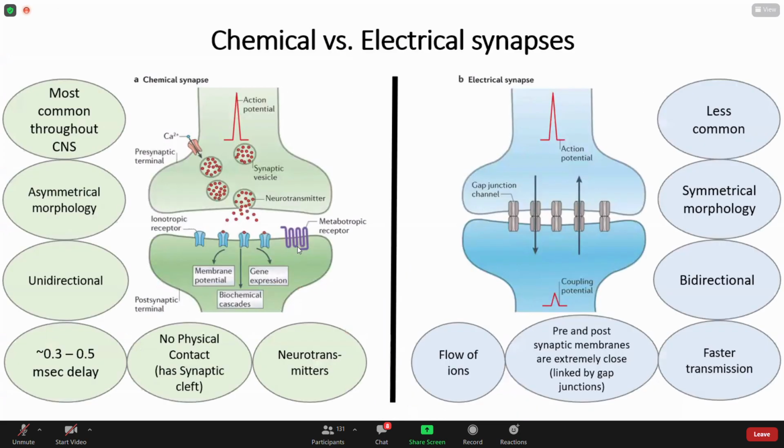Now, there are different types of synapses. The main ones are either a chemical synapse or an electrical synapse. The main difference is that the chemical synapse is the most common throughout the nervous system. Here, the green synapse is the chemical synapse, and the blue is the electrical synapse. The chemical synapse is the most common.